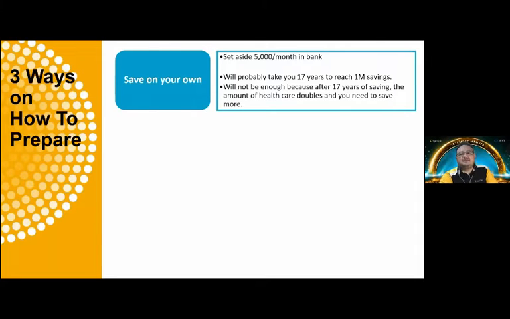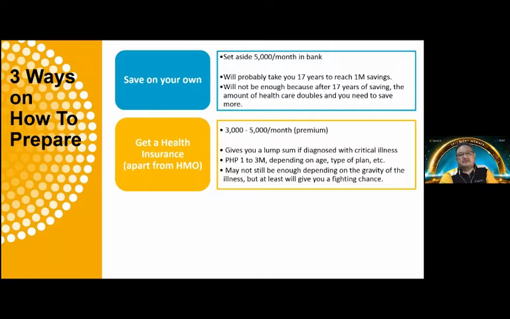Okay? So, the next way that what a client can do is get a health insurance apart from the HMO. So, ganyan din siya, 3,000 to 5,000 monthly premium, depending on sa age ni client and depending so how much yung coverage na kukunin niya. Yan. So, it is lump sum that's given to the client. Okay, honestly, syempre, depende sa kinuha niyang plan, this may still not be enough. Kasi depende din siya sa gravity ng illness niya. Major ba yan or minor, di ba? But at least, it will give them a fighting chance. So, we want to stress that. It is a safety net. It gives them a fighting chance.